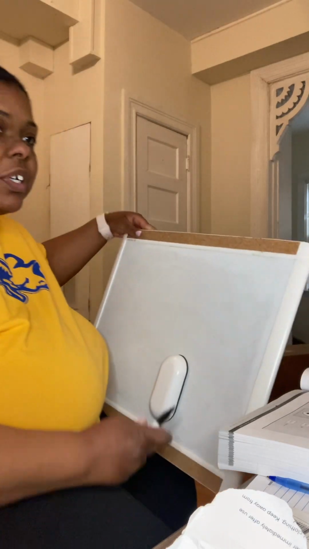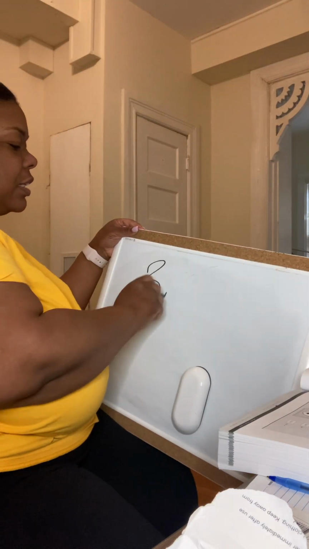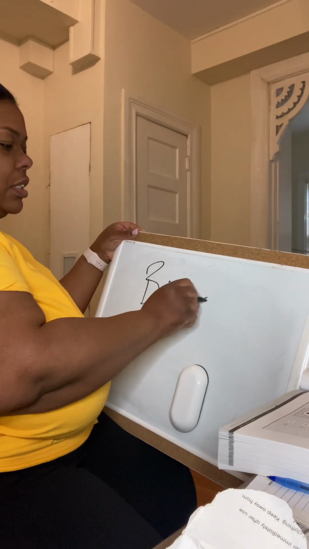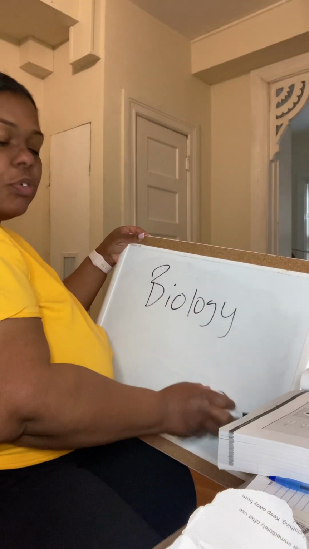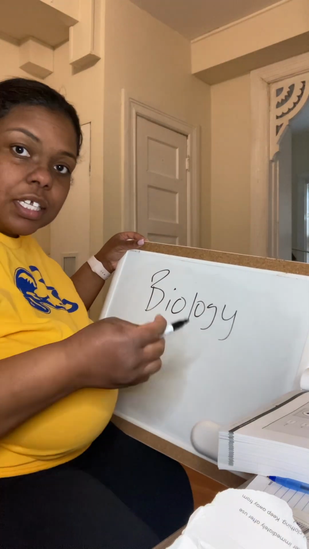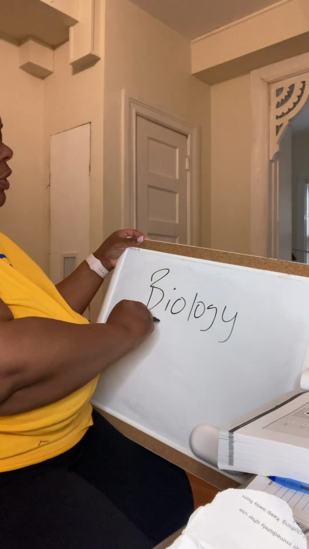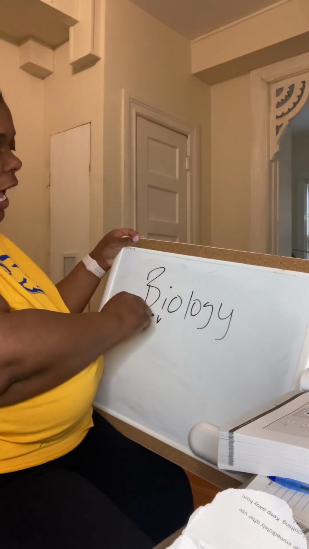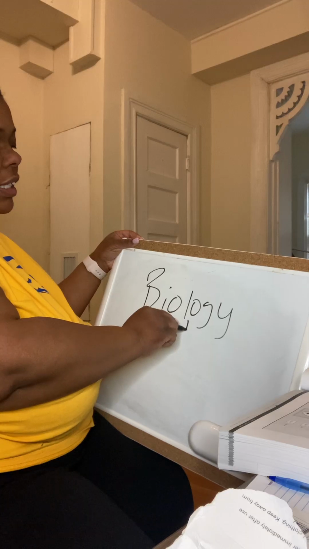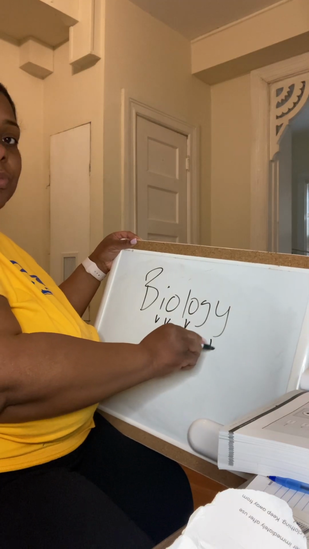All right, so the first word is biology. And so we want to make sure each syllable has a vowel. So we're going to put a V under each vowel. I, O, then another O, and then Y.